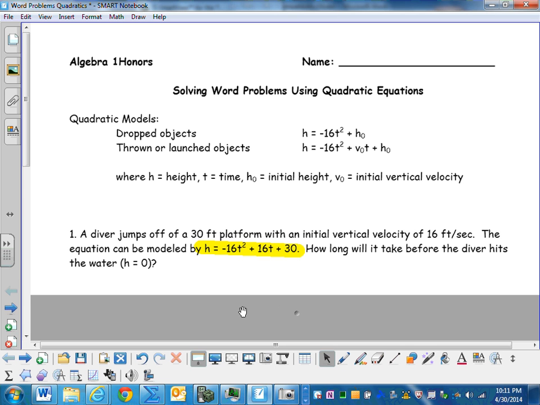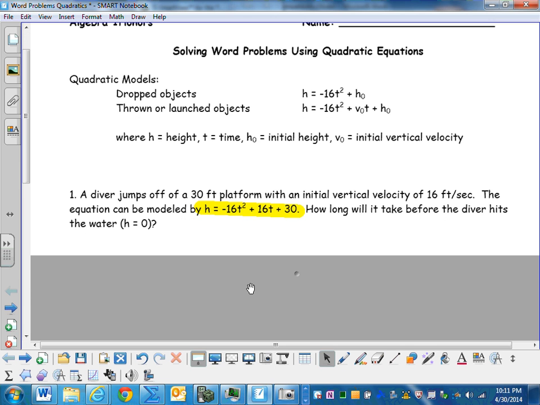So a diver jumps off a 30-foot platform with an initial vertical velocity of 16 feet per second. The equation can be modeled by h is equal to negative 16t squared plus 16t plus 30. How long will it take before the diver hits the water, or when the height is 0?